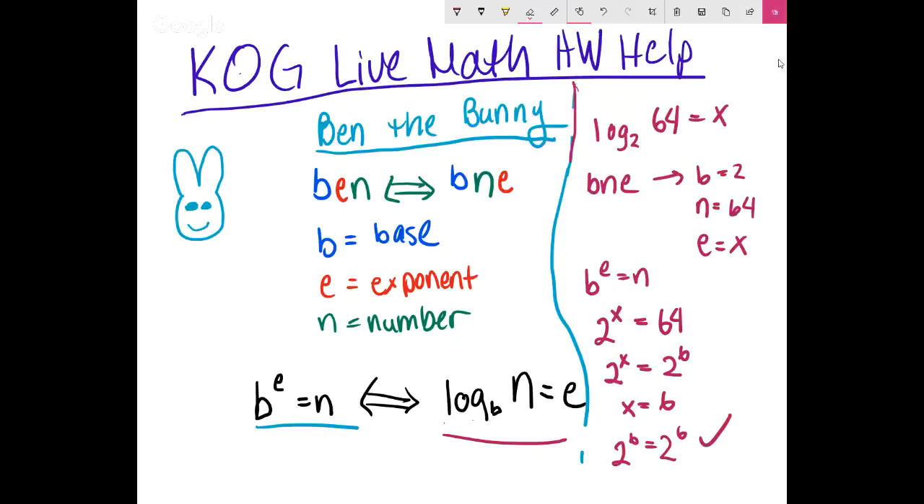So let's go to z-score. Logarithms and exponential functions were fun. Nice to meet you, Ben the Bunny. We're going to keep you for when we need you on a test and for our homework. But we're moving on.